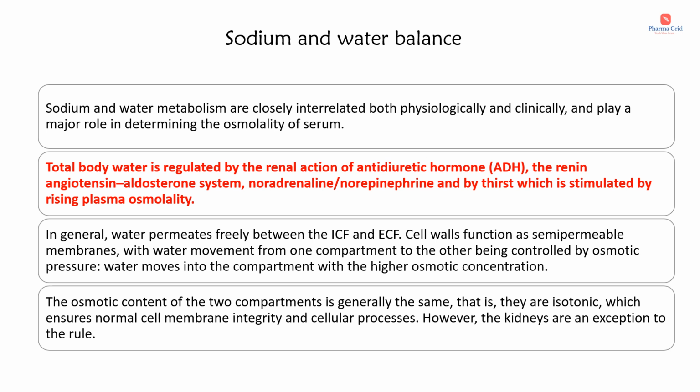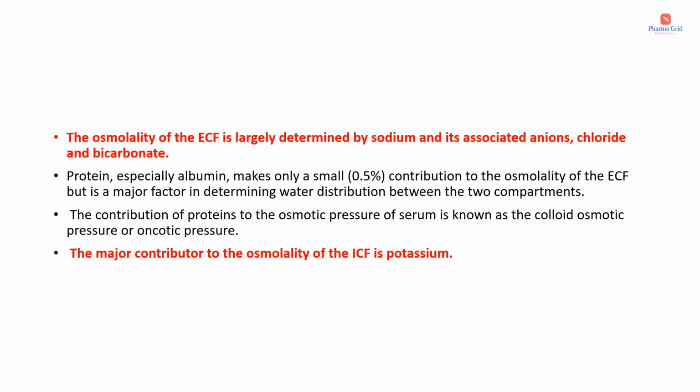The osmotic content of the two compartments is generally the same, that is, they are isotonic, which ensures normal cell membrane integrity and cellular processes. However, the kidneys are an exception to this rule. The osmolality of the extracellular fluid is largely determined by sodium and its associated anions, chloride and bicarbonate. Protein, especially albumin, makes only a small, that is 0.5%, contribution to the osmolality of the extracellular fluid, but is a major factor in determining water distribution between the two compartments.